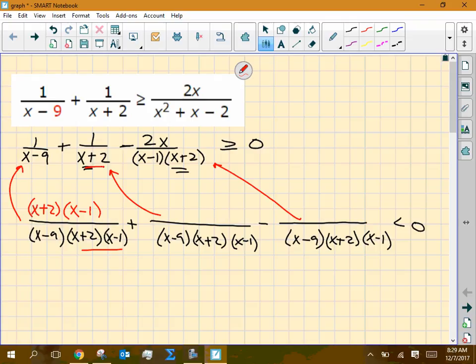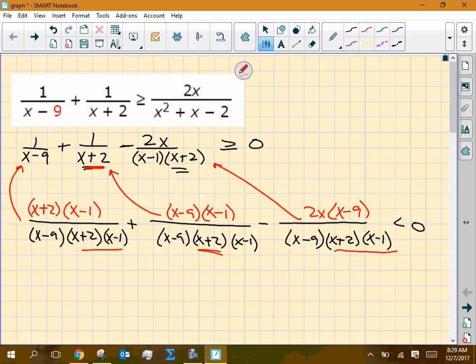Now over in the second one, the x plus 2 was what stayed, okay? So that was the denominator that was already there. So I need to multiply that by x minus 9 and x minus 1. So up top, I need to multiply that 1 by x minus 9 and x minus 1. And then in the last fraction, the x minus 1, the x plus 2, those were already there. And all I had to do is multiply by x minus 9. So I need to multiply the 2x that is already up top by an x minus 9. Okay.